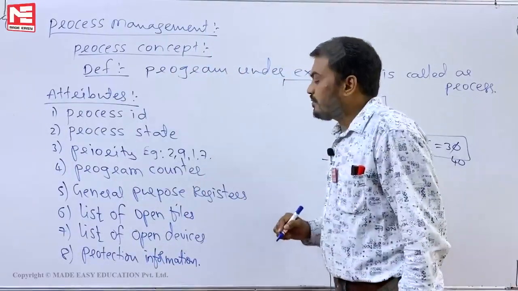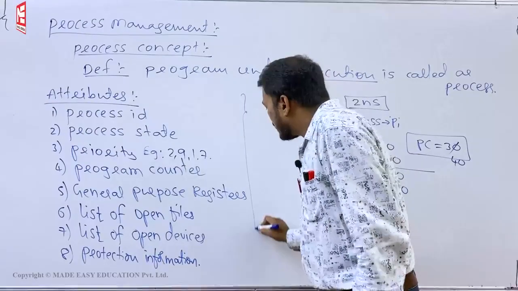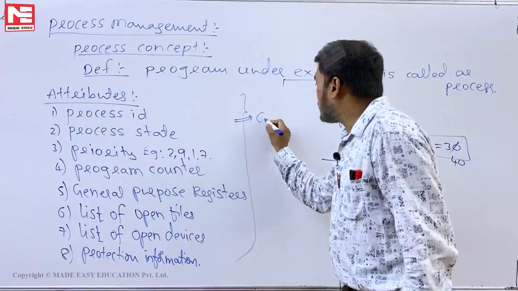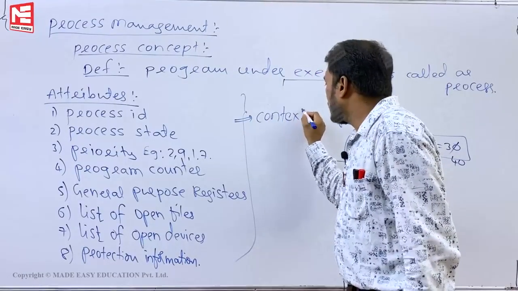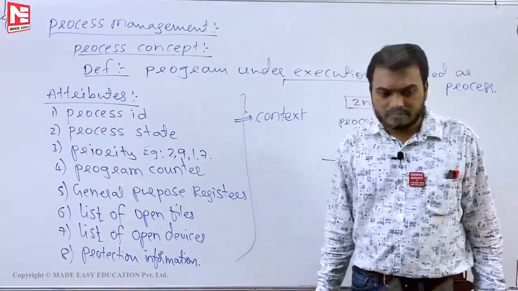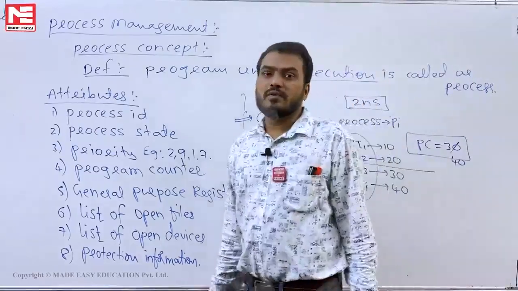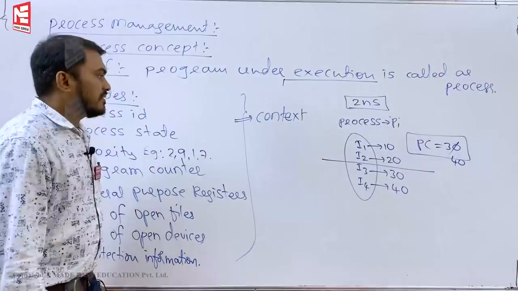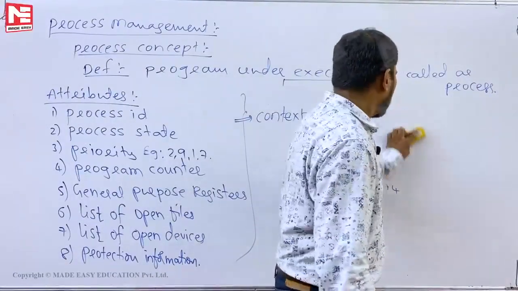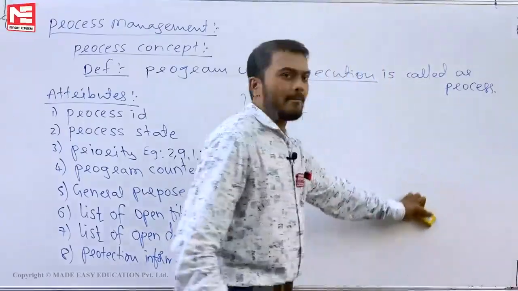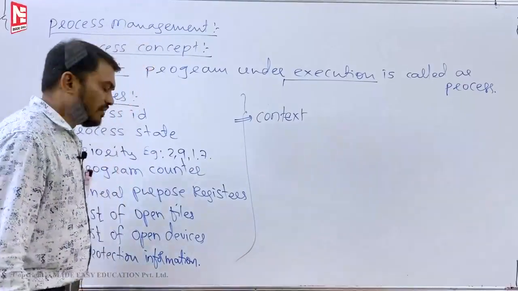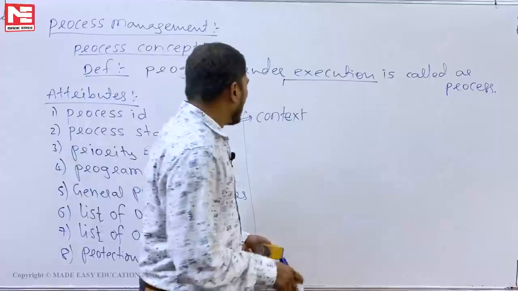Next, note down the next important point. Now remember, all the attributes of the process is called the context of the process. Note down the next point: all the attributes of the process is called a context of the process.